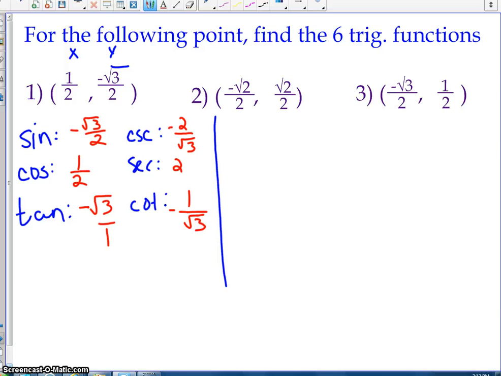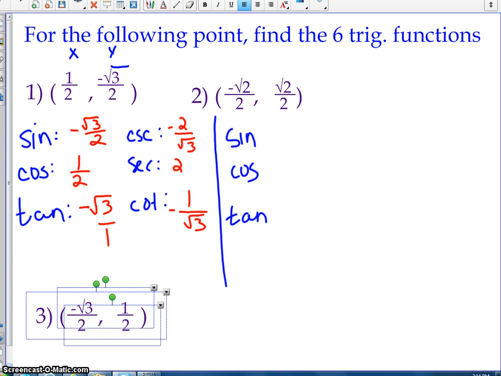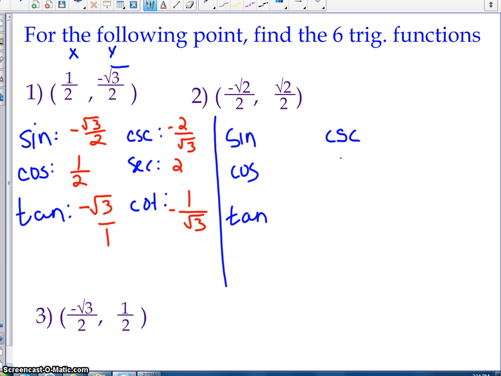Again, I'm finding my sine, my cosine, and my tangent. I'm going to go over here. In fact, I need to move this over. I can do that here in a minute. There we go. I'll do that one in just a second. And then I'm going to find my cosecant, my secant, and my cotangent.